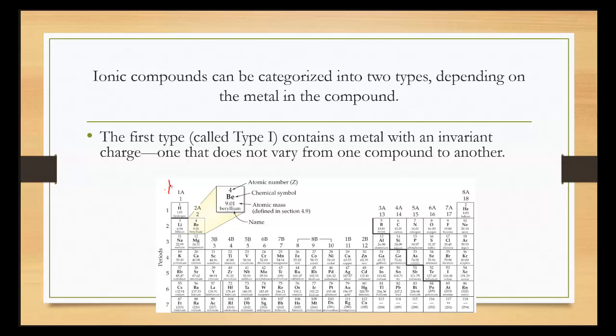+1, +2. All of these are considered transition metals. Then +3, we skip this one and then we start going backwards: -3, -2, -1, 0. You will need to memorize this. There is no way around it. You have to memorize what those charges are.